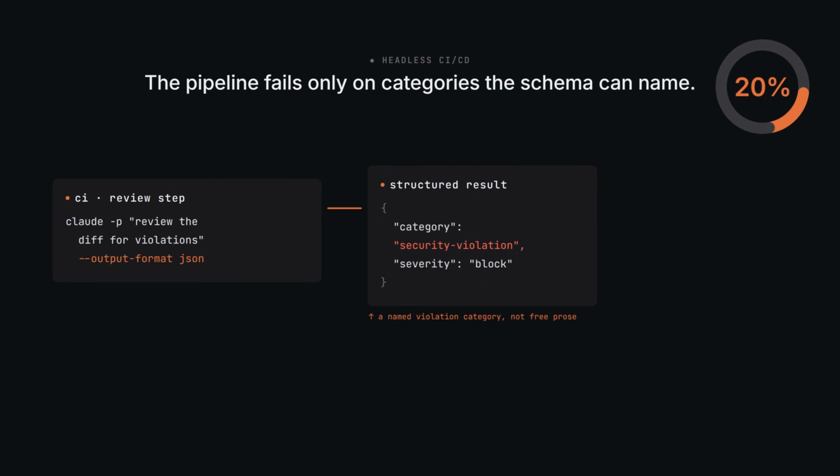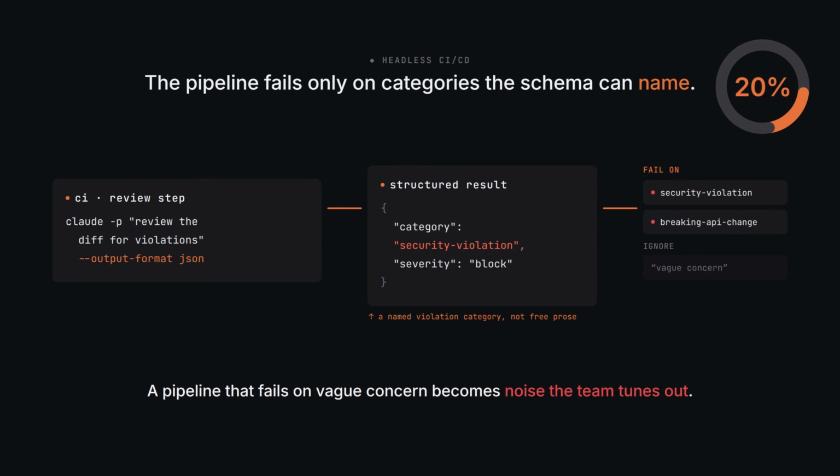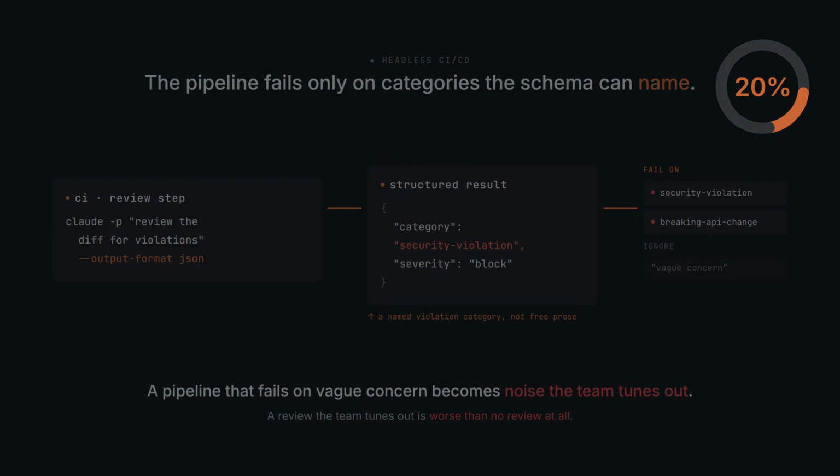The architectural lesson the exam keeps coming back to is that your pipeline should fail only on categories the schema can name explicitly, like security violation or breaking API change. A pipeline that fails whenever Claude expresses vague concern produces noise the team tunes out within a week. And a Claude review the team tunes out is worse than no review at all.